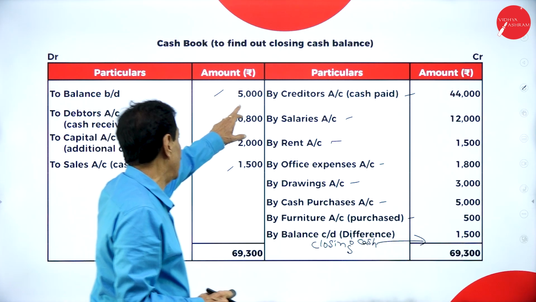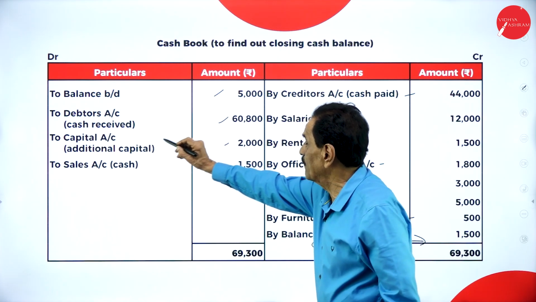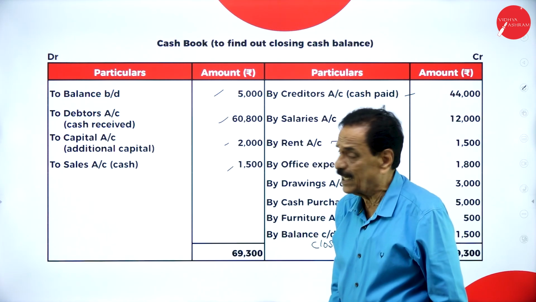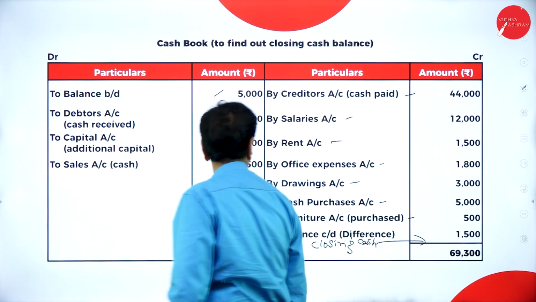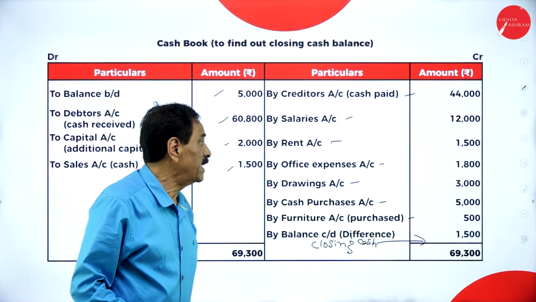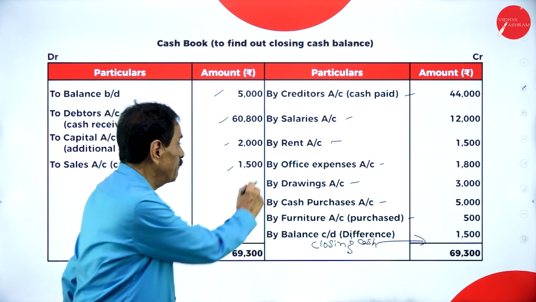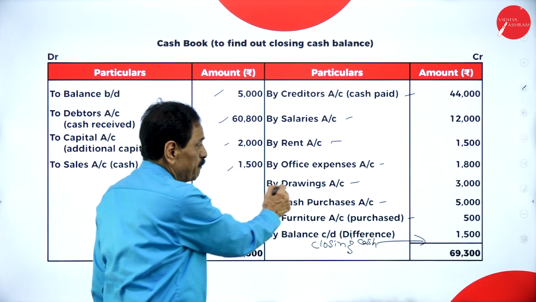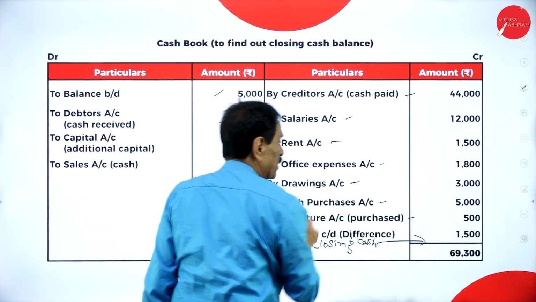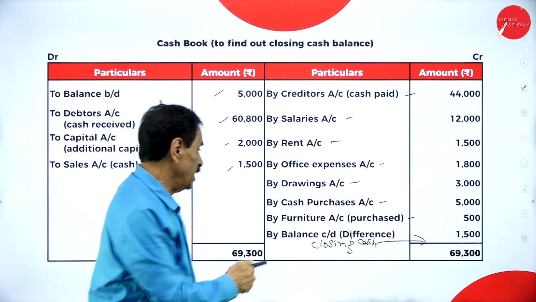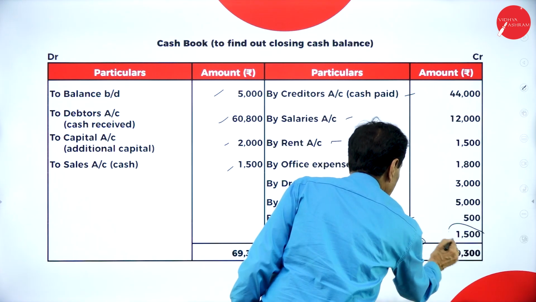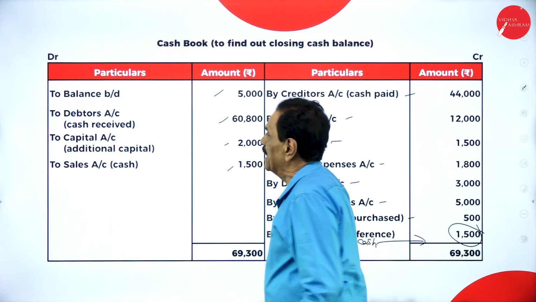First, we have an opening balance of 5,000. We received from our debtor 60,800. Then your additional capital is 2,000. Cash sale is 1,500. We pay the creditor. We pay the salary. We pay the rent. We pay the office expenses. Drawings. We have made the cash purchases. Furniture purchase. Your closing balance is 1,500. This will come on the asset side of the balance sheet.